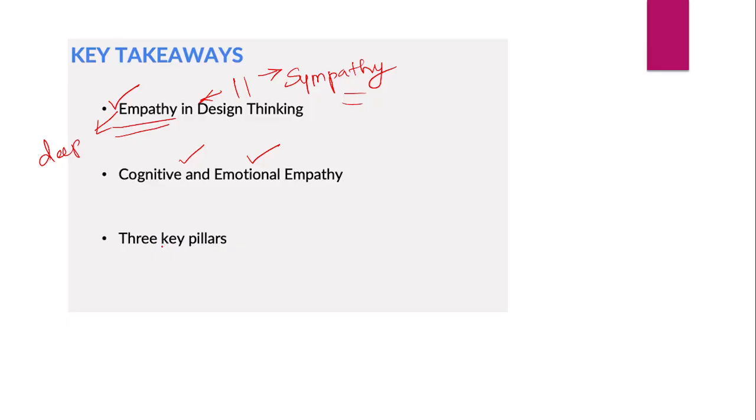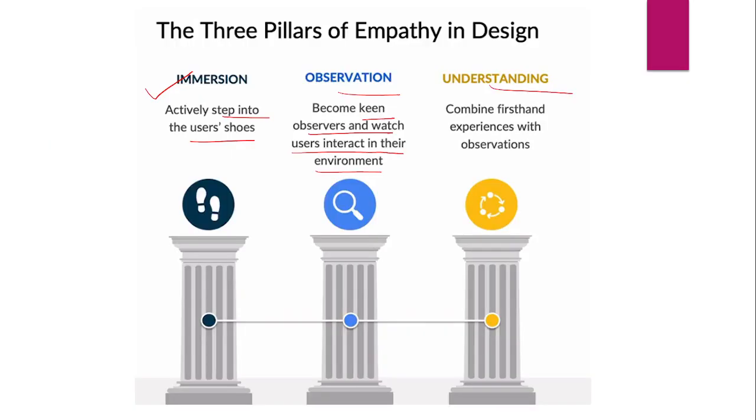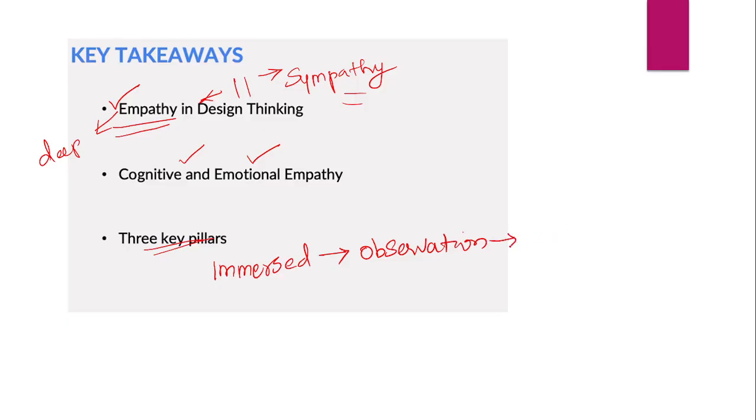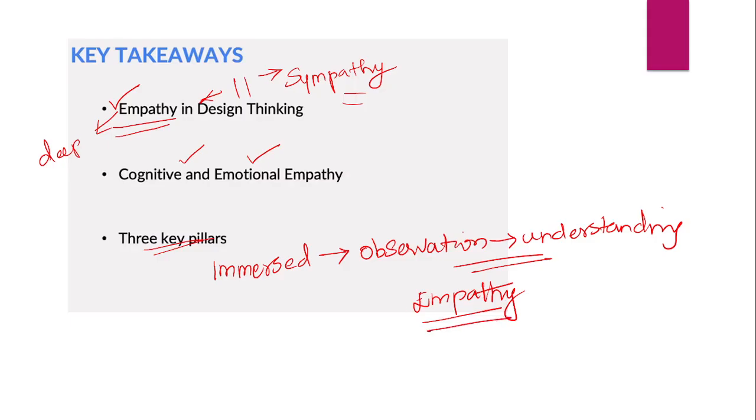And next, there are three key pillars. The first is to be immersed with the problem. Next, you have to observe. And the next one is understanding. So these are the three key pillars of empathy. If I am dealing with any kind of problem, I should think on these three pillars, then only can I proceed to the next level.